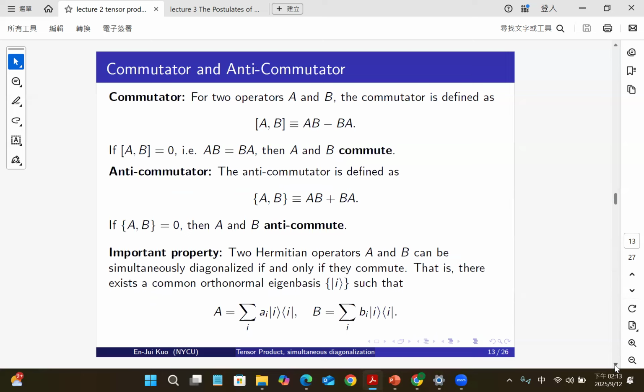So this is called commutative and non-commutative. I think it is also in your quantum physics, right? So notation: this bracket means that the commutator of A and B is defined to be AB minus BA. When they are all zero, we say A and B commute. And this is the so-called anti-commutator. These are all common in your quantum mechanics or quantum physics.